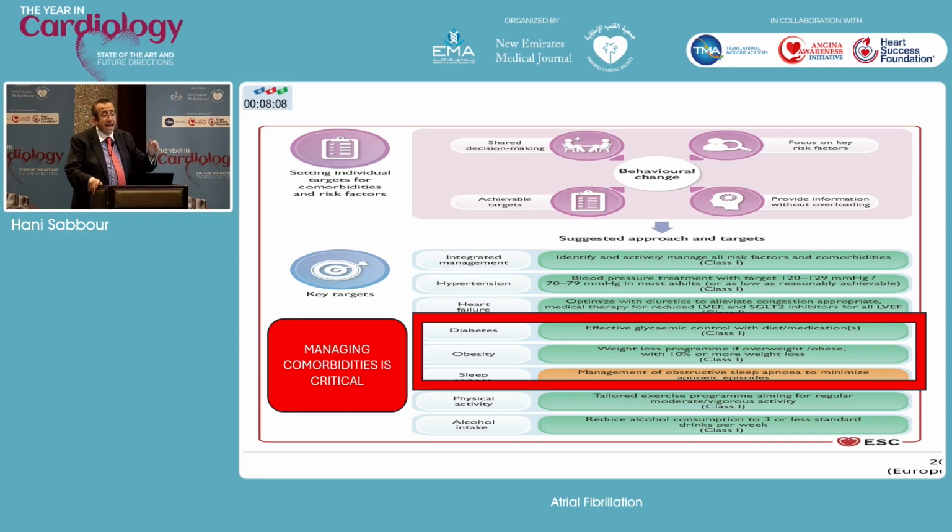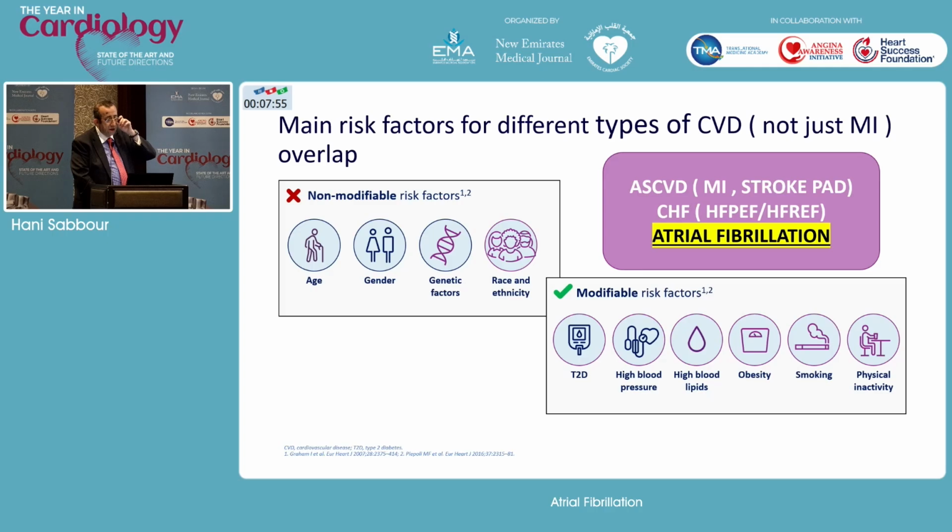10% weight loss has a significant impact on hypertension as well as AFib, and also management and prevention of sleep apnea. So this is very important for every patient with AFib. It's no longer just anticoagulation. This is the cardio-kidney metabolic, the circular approach around AFib. So the same risk factors for cardiovascular disease, not just MI, are overlapping.